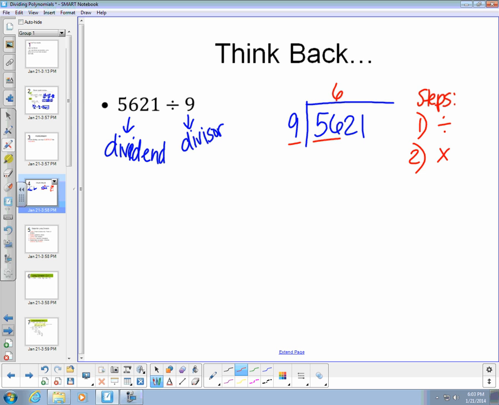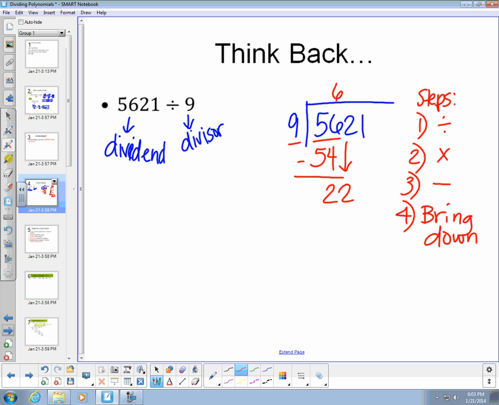So step number 2 is to multiply. Okay, what you got for the answer times the number, and 6 times 9 is 54. Then we would subtract. So 56 minus 54 is 2. And then we would bring down the next digit, which is the 2. And then we would start the whole process over. Okay, so we would divide again. 9 into 22 goes twice. 9 times 2 is 18. Subtract the 18 from 22 and we get 4. Bring down the 1 and we would keep going.